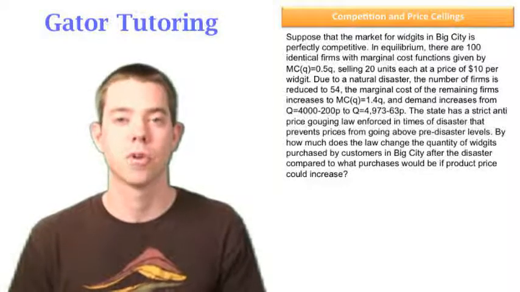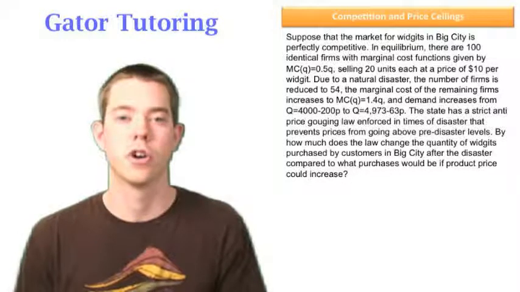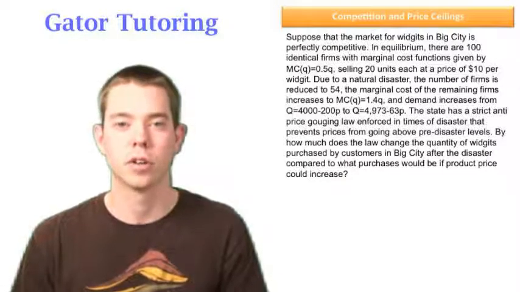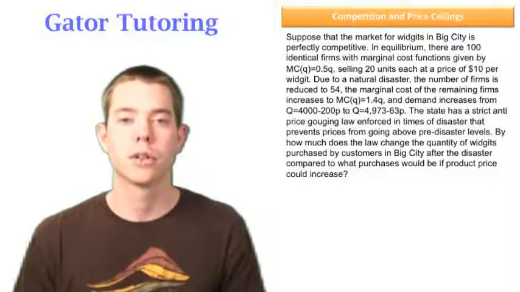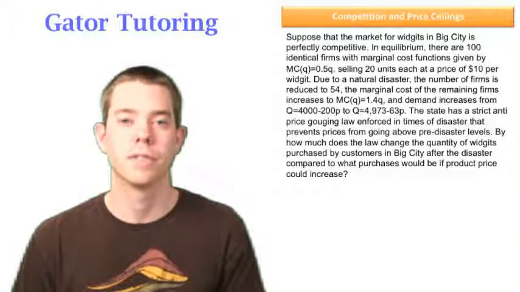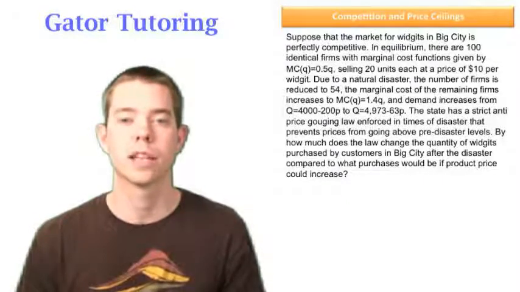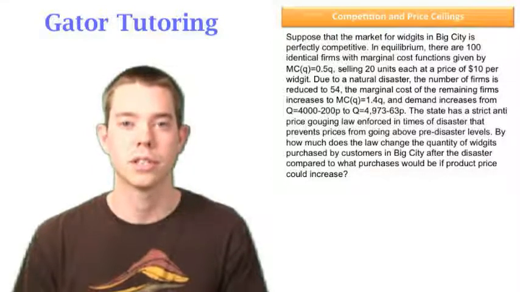It tells us that before the disaster, we had 100 firms and they each had a marginal cost of 0.5Q. They were selling 20 units apiece at a price of $10. It said due to a natural disaster, the firms decreased to 54, their marginal cost went up to 1.4Q, and demand increased.